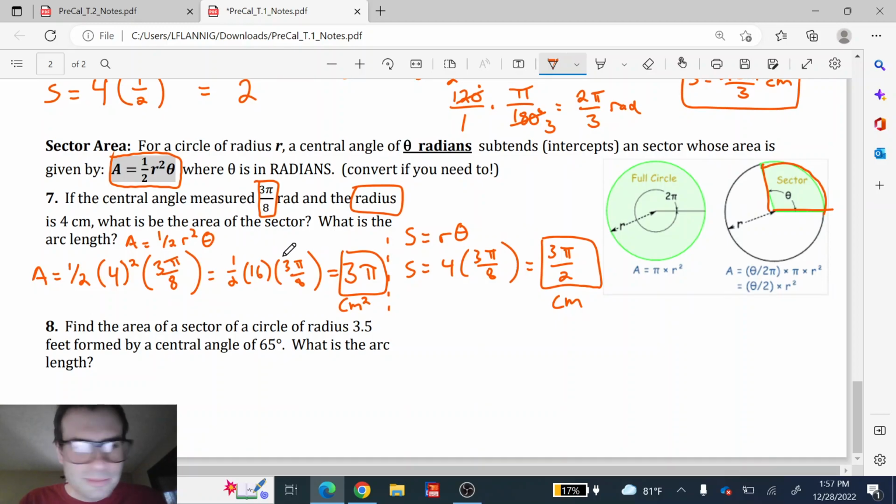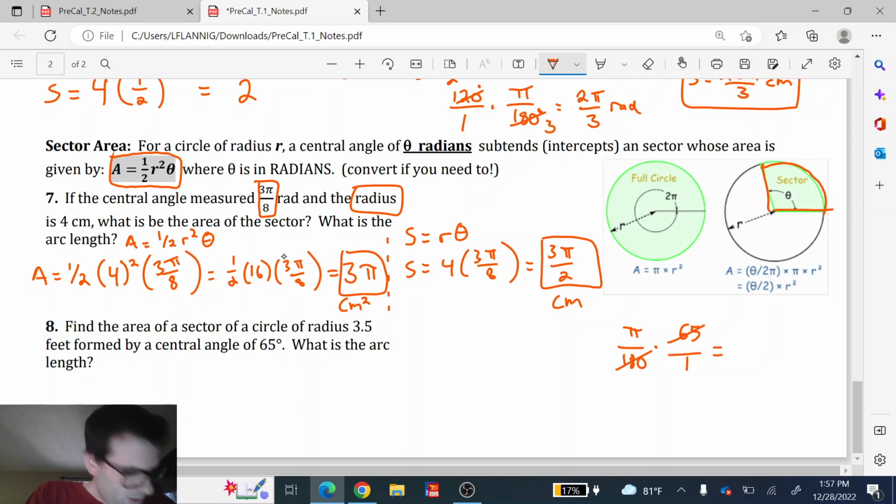And the last one is find the area of a sector of a circle with a radius of 3.5 feet formed by a central angle of 65 degrees. Again, same thing, but at first we have to convert our degrees into radians, and the way you do that is doing pi over 180 and multiply that by the degree, which is 65 over 1. These can reduce, and you will get eventually 13 pi over 36. Okay, that's the angle you're going to use.